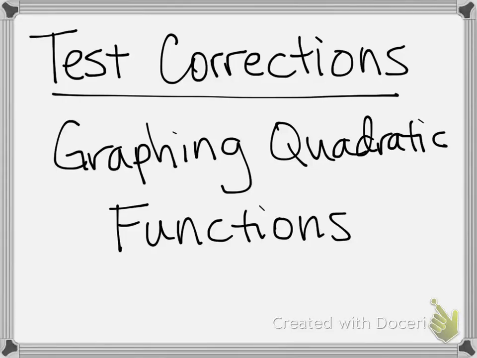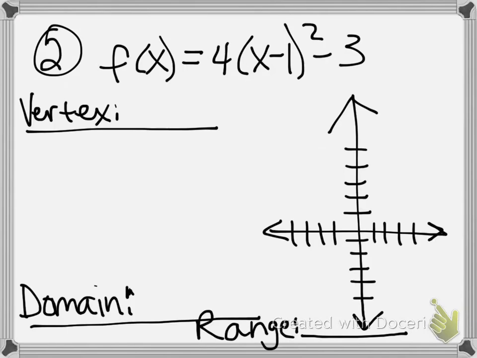Alright, these are some test corrections for graphing quadratic functions. The test that we've just had, we had 5 sections. We're going to look at the first section first. We're looking at problem number 2. So this is an example of how to do this type of problem. This is the quadratic parent function section.